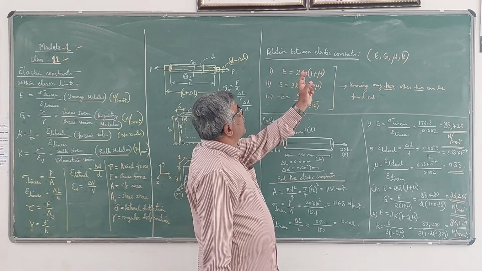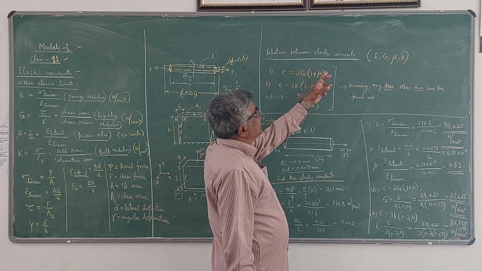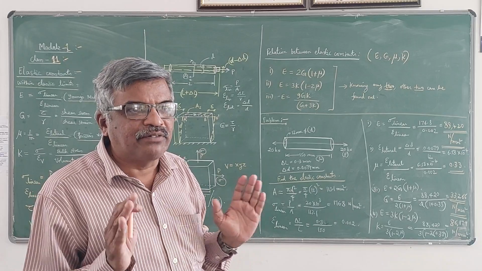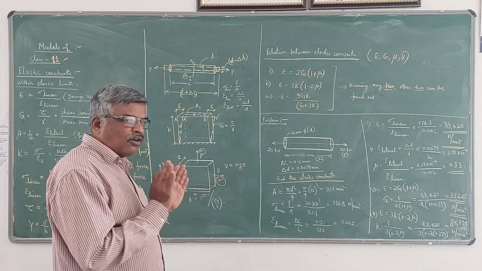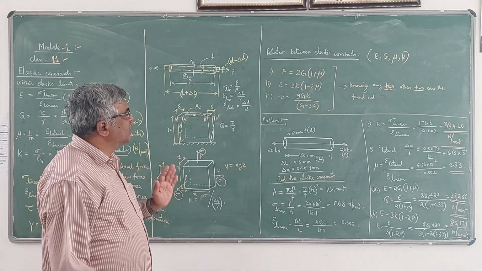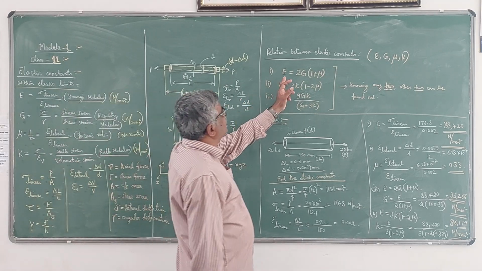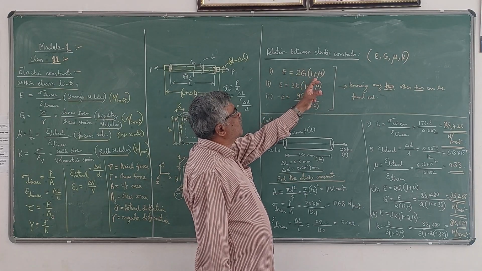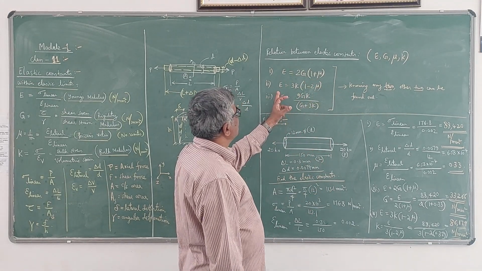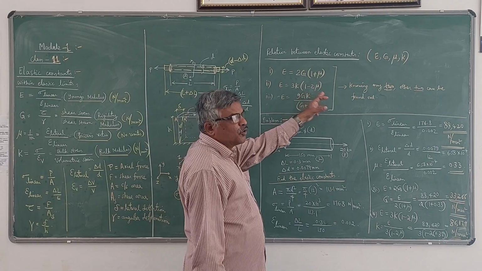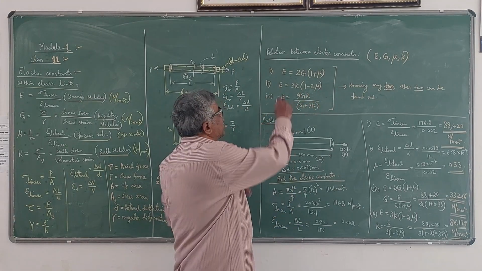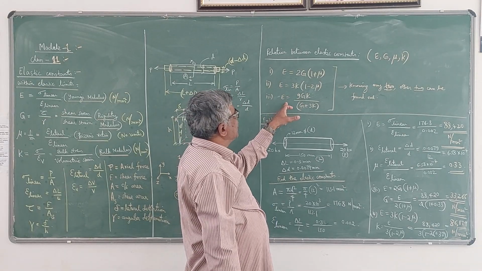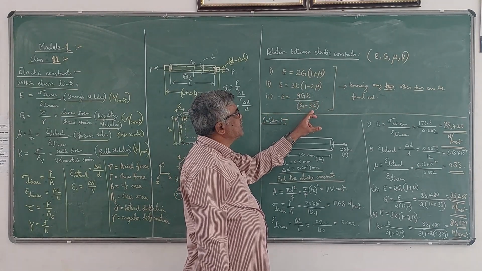Now we can see the relationship between these elastic constants. There are four elastic constants which we can define within elastic limits, and they have relationships among them. The relationship can be derived in three forms. First equation: E is equal to 2G into (1 plus mu). Second equation: E is equal to 3K into (1 minus 2 mu). Third equation: by combining these two and eliminating mu, you get E equal to 9GK divided by (G plus 3K).